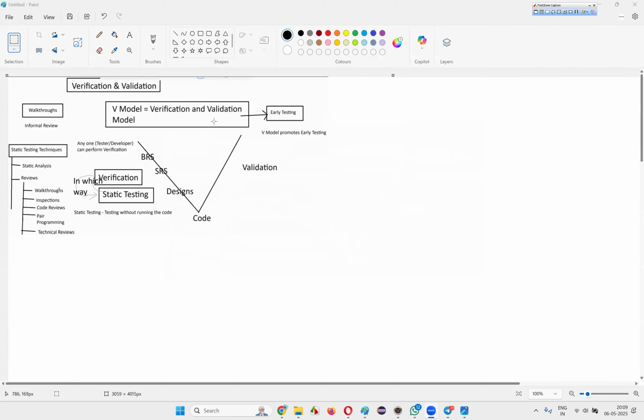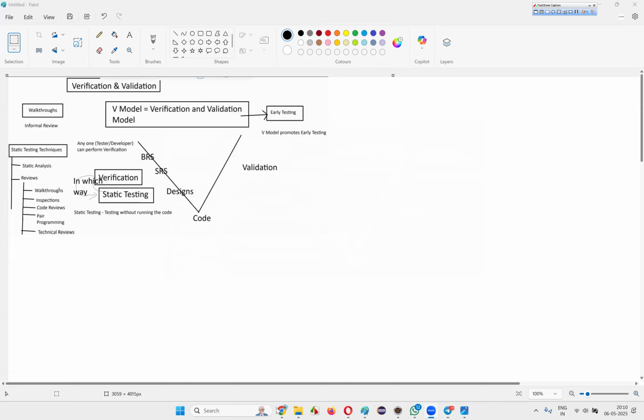I explained the V model, verification and validation, and how the verification testing will be done in a static testing way. To perform the verification testing of all these things in a static testing way, there are different techniques to be followed. A combination of techniques can be used. Without running the code, if you are performing the testing, that is called static testing. Walkthrough I already covered yesterday, which is an informal type. Now we have inspections, code reviews, pair programming, and technical reviews.